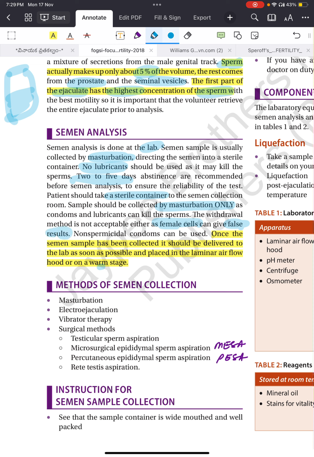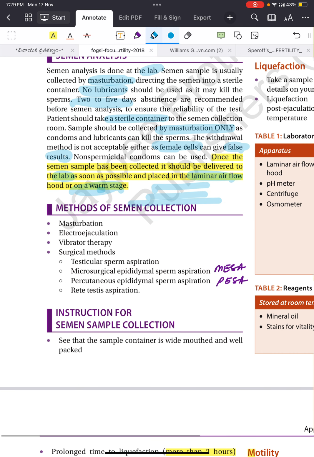Once the semen sample has been collected, it should be delivered to the lab as soon as possible, and in the lab it is placed in the laminar airflow or on the warm stage. So how is semen collected? One is masturbation, electroejaculation, vibrator therapy, and surgical methods like testicular sperm aspiration, where they directly aspirate from the testis. Then microsurgical epididymal sperm aspiration. We know the epididymis, right? From that we'll remove the sperm. Then percutaneous epididymal sperm aspiration, and testis aspiration.